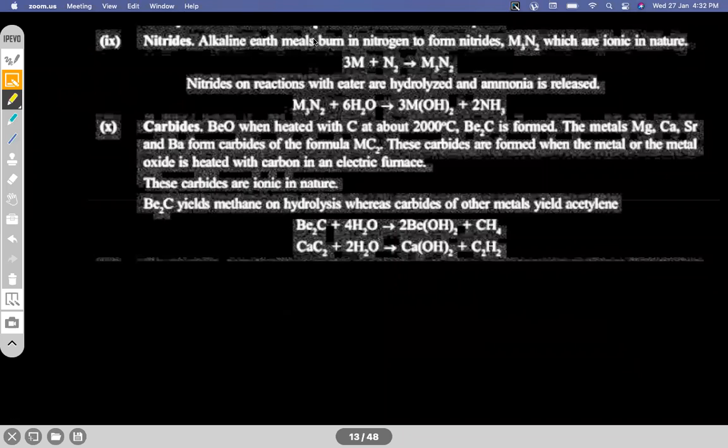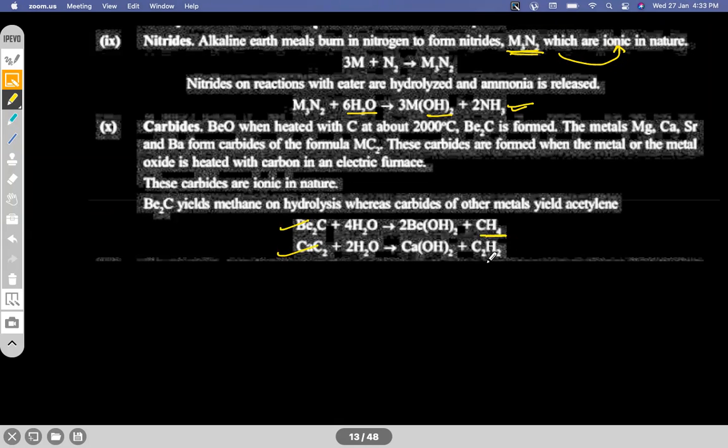Okay, nitrides, you see, alkaline earth metals burn in nitrogen to form nitrides of M3N2 type, right? And these nitrides are ionic in nature. Direct combination. Nitrides, when dissolved in water, form hydroxide, ammonia released in this. Carbides reaction, you see, many times you have seen this reaction. Very important reaction. We get methane here, Be2C.